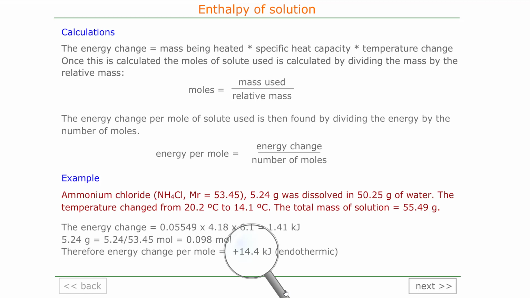And that gives us 14.4. Now the temperature's gone down, and so it's an endothermic change, and so we must give it a positive sign. Remember, if it was an exothermic change, the solution would get hotter and we would give it a negative sign.